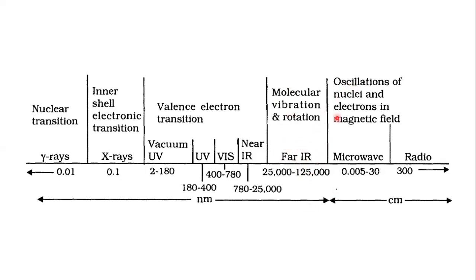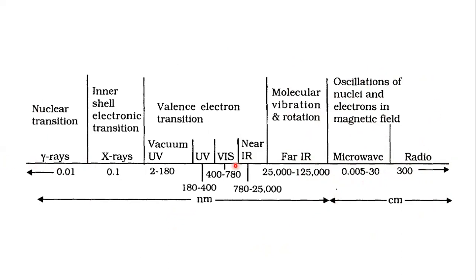And the last in the hierarchy are the least energy radiations, the longest of all wavelengths, in centimeters if you note it. These are microwaves and radio waves. These are associated with oscillations of nuclei and electrons under the effect of a magnetic field. So this was where we actually stopped in the last class.